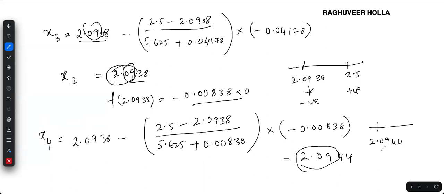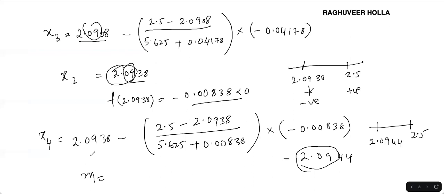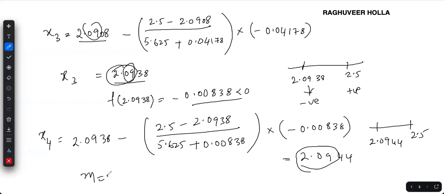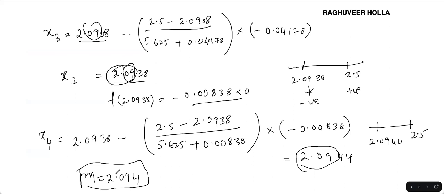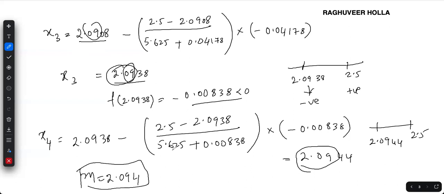So as you can see here, we are getting 2.0944. So ultimately, up to 3 decimal places is required, which is the root which lies between these, so which is 2.094. So this is your root up to 3 decimal places. You can stop the iteration here.